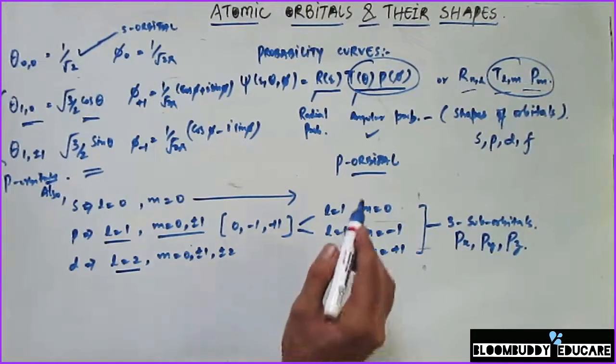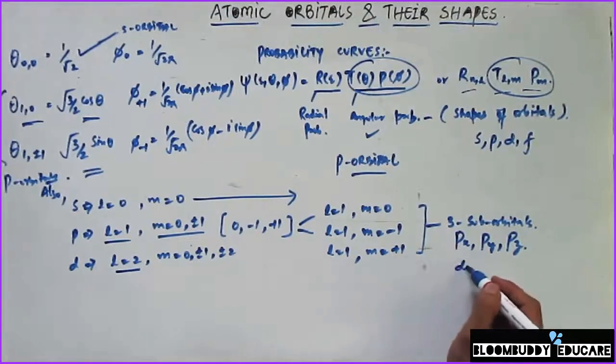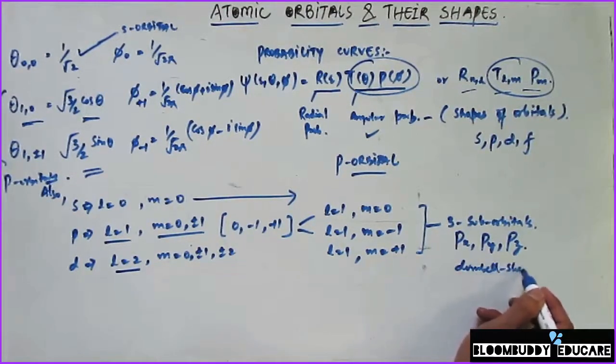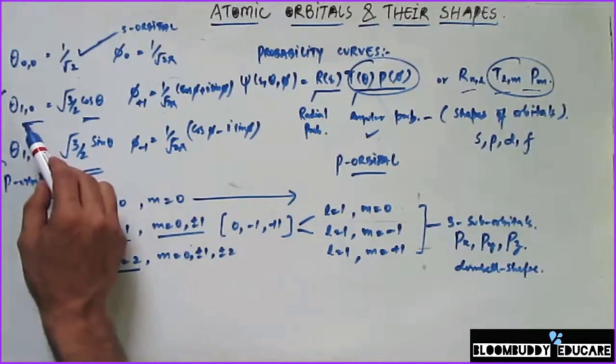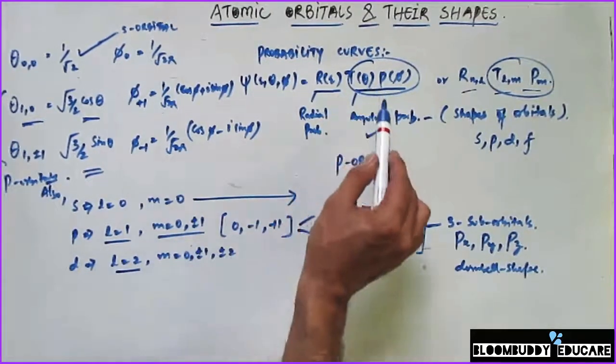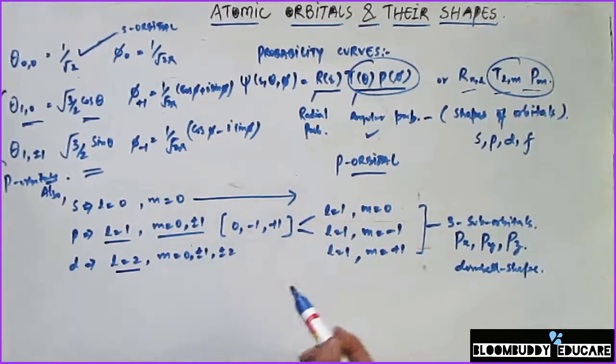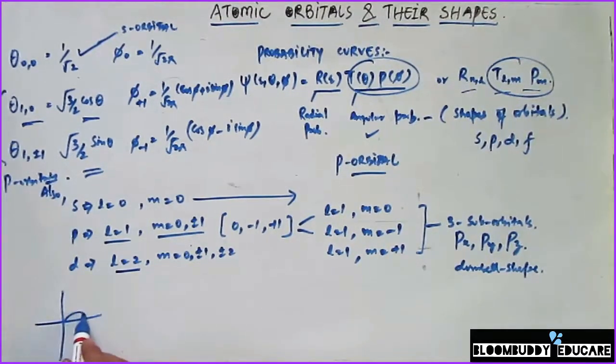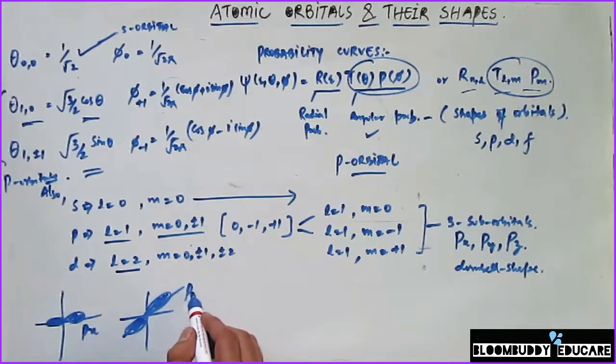So p has 3 suborbitals. Now we also know that the p orbital has a dumbbell shape. And how do we know that it has a dumbbell shape? We use these values and the values of theta and phi in this equation, the angular probability, and we arrive at the conclusion that the shape of the p orbital is a dumbbell. If I try to draw it on an x-axis, it's going to be like this. So this becomes px. In a similar manner, the py becomes like this, and then pz becomes like this.